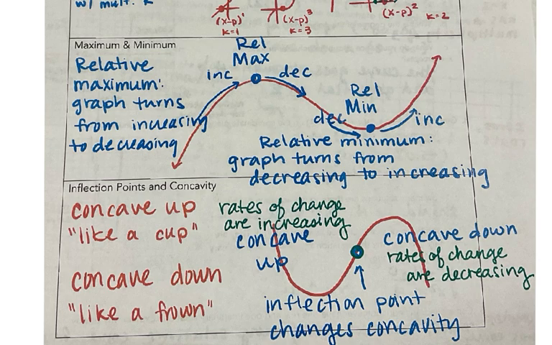Those are really the only new things we've done. This is review from what we've already been working on this year. Relative max, relative min: where we change from increasing to decreasing is a max, from decreasing to increasing is a min. Concave up is like a cup, concave down like a frown. Holds water, it doesn't. The point where it changes is called the point of inflection, where concavity changes. Remember, when it's concave up, rates of change are increasing; concave down, rates of change are decreasing. Hopefully you guys are familiar with that.